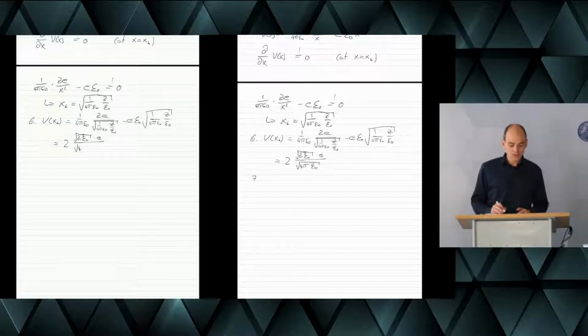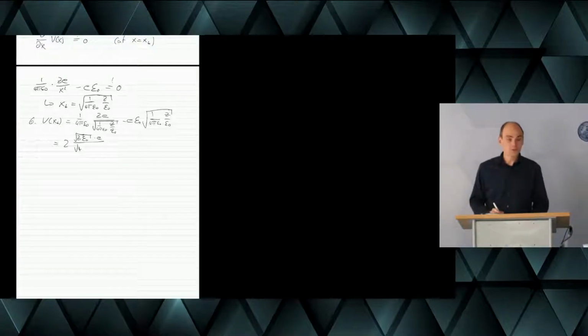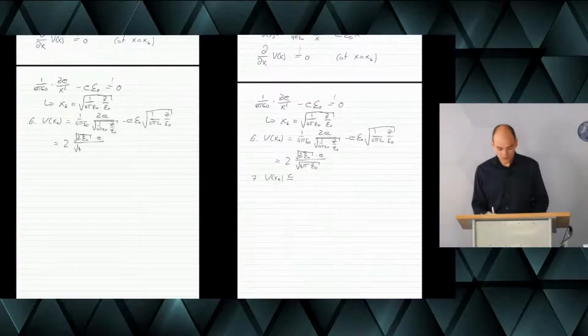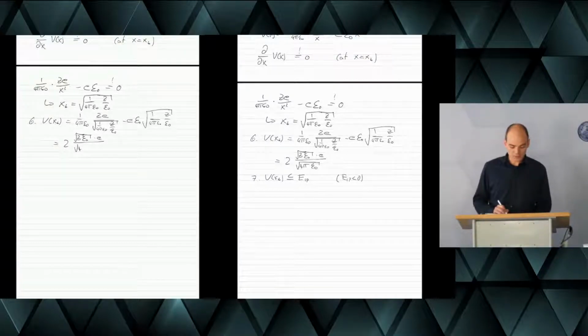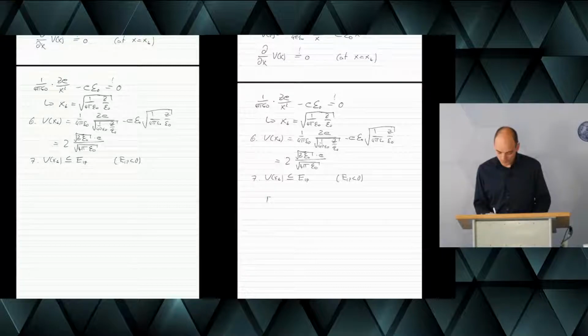Okay, now in case of barrier suppression, the value of V of xb must be smaller than or equal to the ionization potential. Then the barrier is completely suppressed. Keep in mind here that the ionization potential is defined such that it has a negative value. And then this equation here makes sense. Okay, so we have EIP equals 2 square root z E naught E over 4 pi epsilon 0.